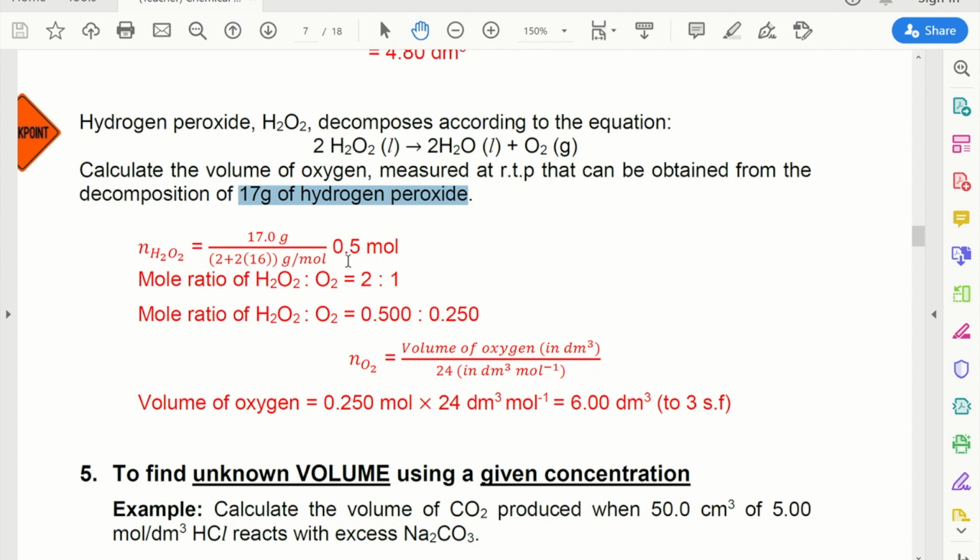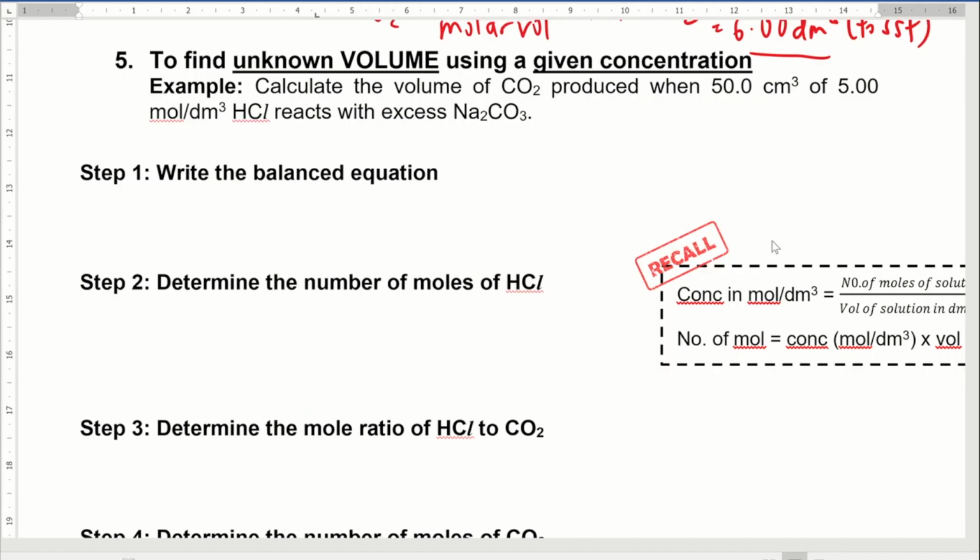So mole ratio is 2:1. So if this is 0.500, I divide by 2, this is 0.250. So number of moles of oxygen will be 0.250 multiplied by 24 dm cube, and I will get 6 dm cube of oxygen. Okay, alright. And the last part is the same thing.